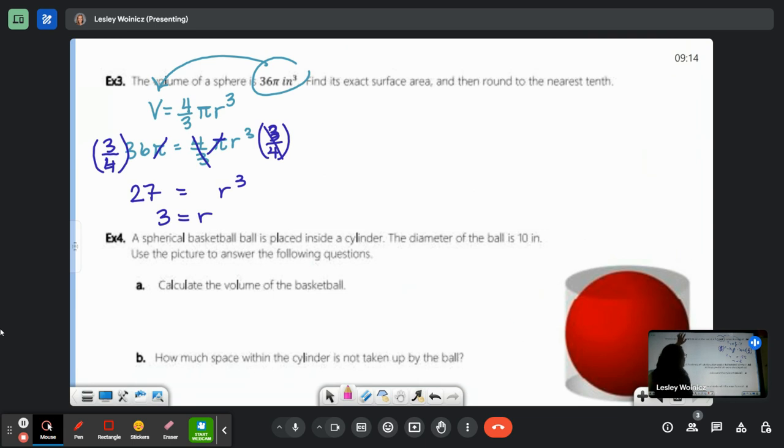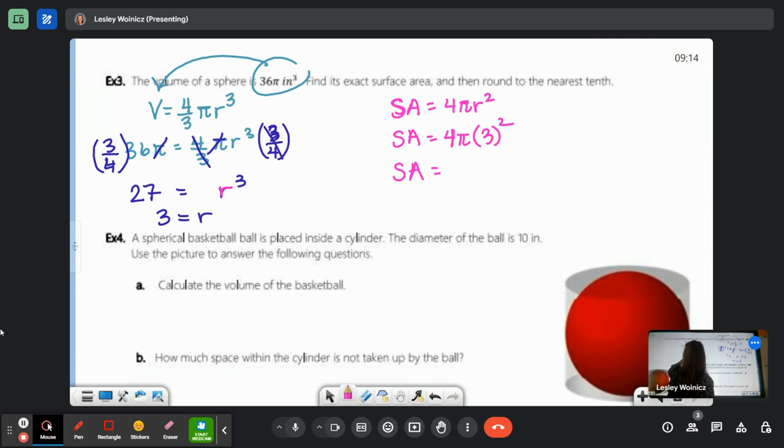Okay, so we're going to use now the surface area formula. Pi r squared. I heard someone say, wait, do we need to go back? Okay, so we found the radius. We're just going to plug it in. All right, 3 squared is 9. 9 times 4 is 36.